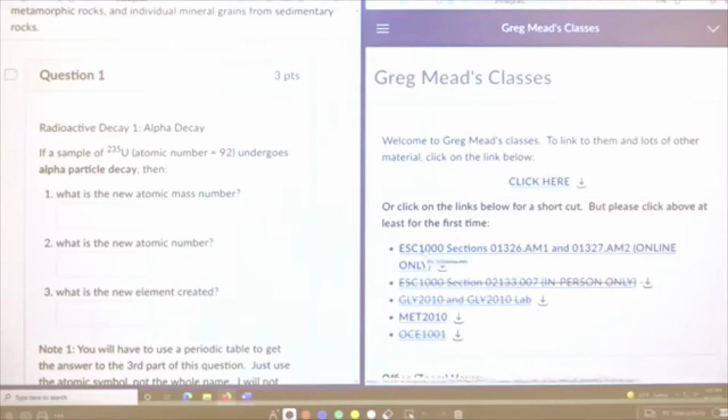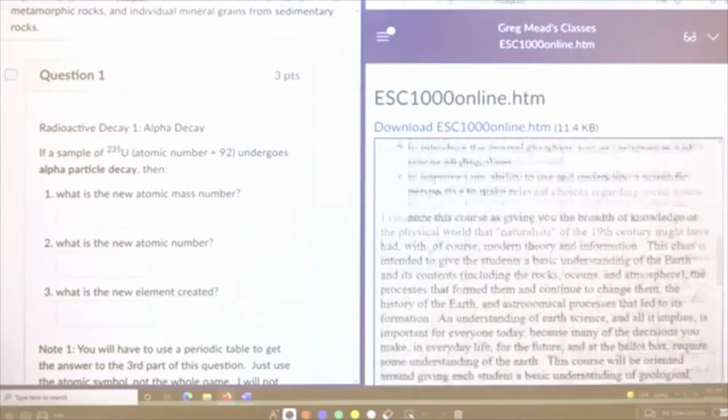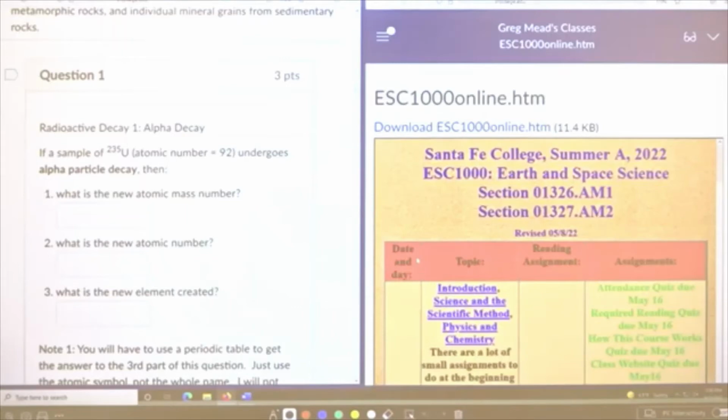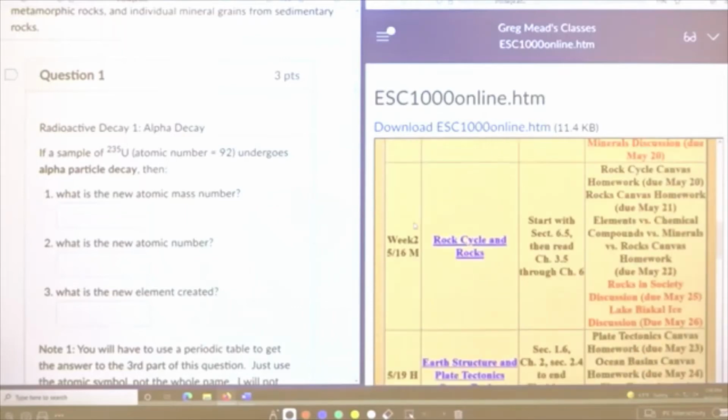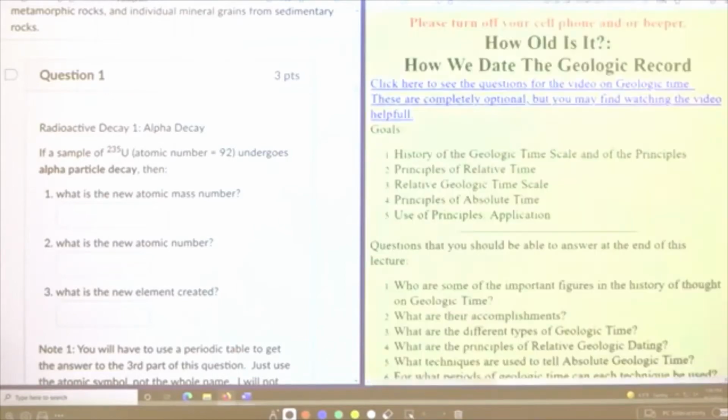Click on your class, then click on class schedule, and what I would suggest doing is scrolling down to geologic time, which is right here, and then open this in a new tab or a new window, and by doing that you'll be able to see it full screen.